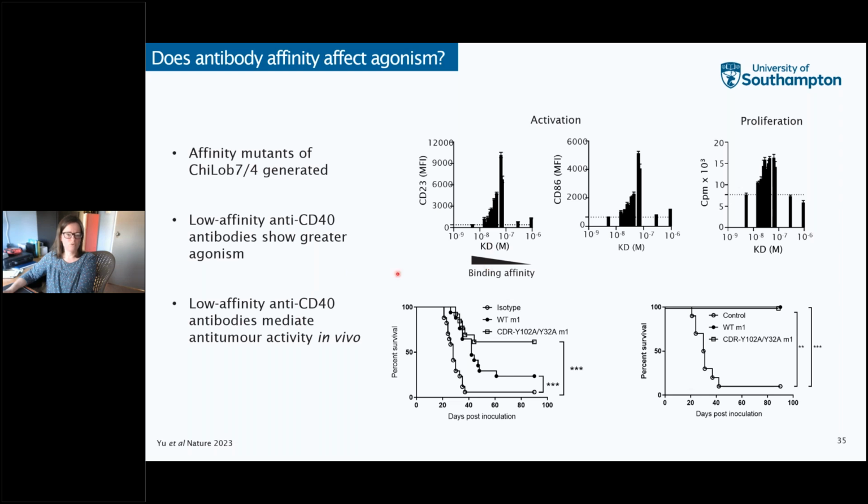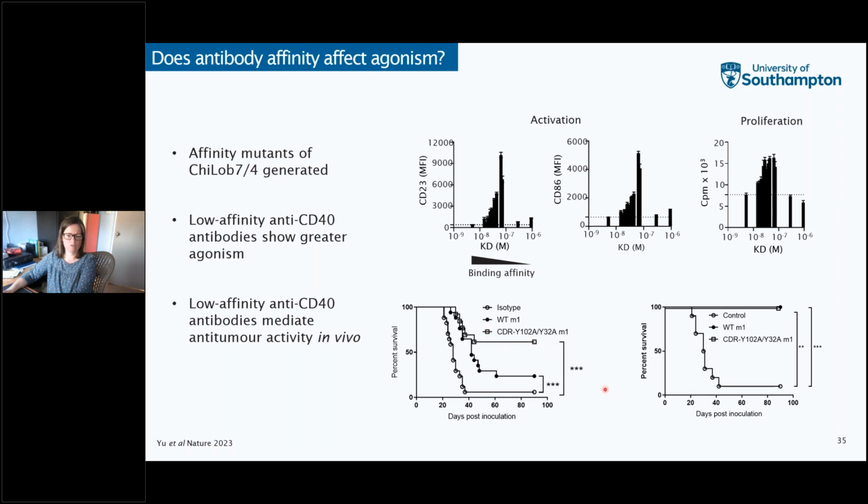We wanted to see whether this enhanced agonism could be translated into therapeutic benefit. So he took mice with tumours and treated them with the CD40 antibodies, and we can see that although the wild type antibody here in the dark circles conferred some survival benefit, the low affinity version was significantly more effective.